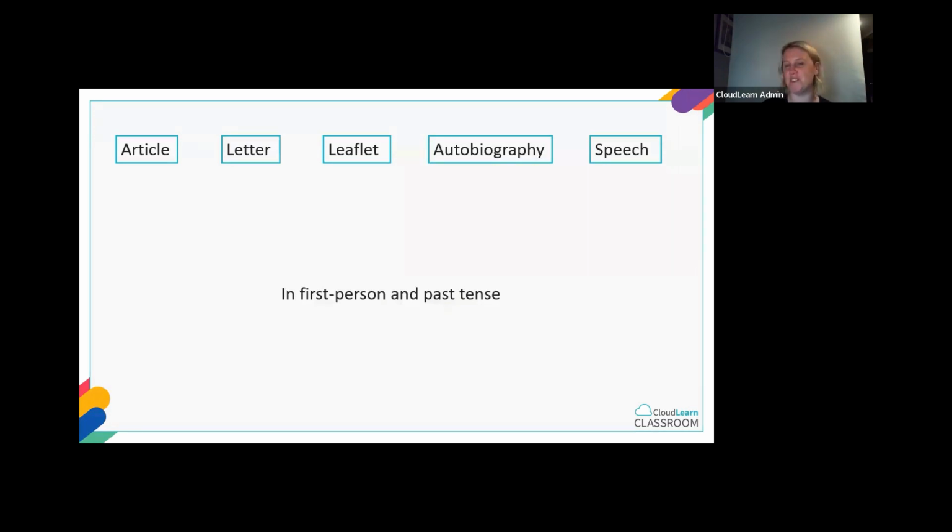This is another one of those ones that comes up in multiple ones, isn't it? But yes, I've gone for autobiography as well, Tabitha. It's always in first person. Auto means yourself, so you're writing an autobiography about yourself, it has to be in first person. And past tense because it's things that you've done. You can't write an autobiography about something you're doing right now or something you're doing in the future. So if you are asked to write an autobiography or you're asked to write a story in an autobiographical way, you need to remember that that needs to be in first person and it needs to be in past tense.